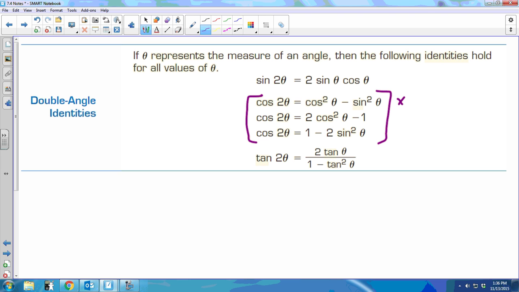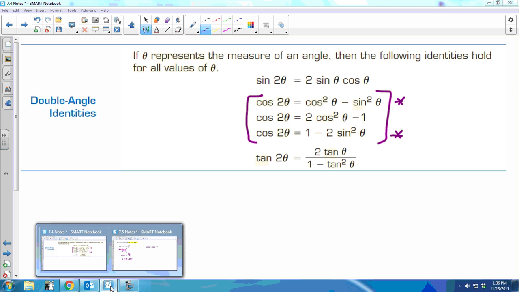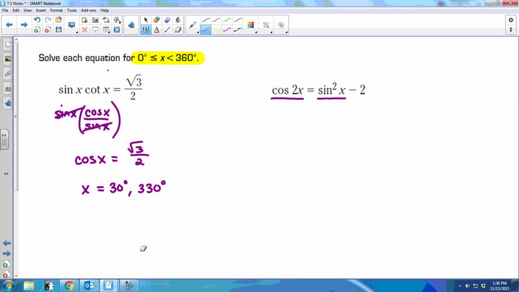If I change it to cosine squared minus sine squared, now I have a cosine squared in the question and a sine squared in the question. So that won't help us because now we have two different functions. They wouldn't be able to factor anything out. It would just be complicated. Since there's already a sine squared in the question, it would be smart to use 1 minus 2 sine squared because then you just have one function involved in your equation. So I'm going to replace cosine 2x with 1 minus 2 sine squared.